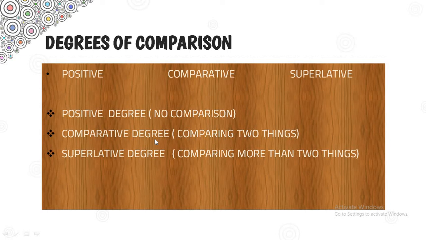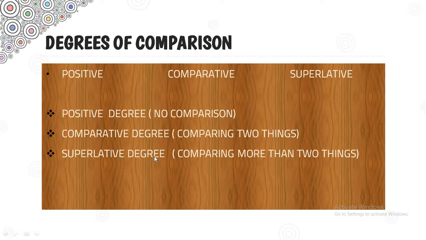The next degree, comparative, in which we compare 2 things, as in, today is hotter than yesterday. In this sentence, we have compared 2 days, today and yesterday, and we have used the word than. So, whenever we compare 2 things, we use the comparative degree. Then comes the superlative degree, when we are comparing more than 2 things altogether, as in, today is the hottest day. Out of all the days, today is the hottest day.